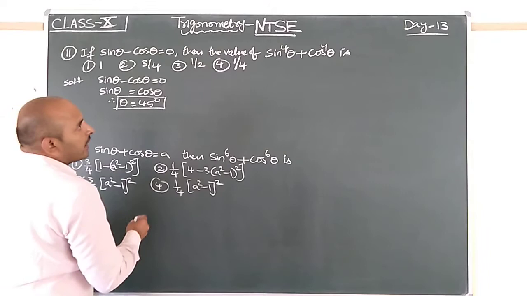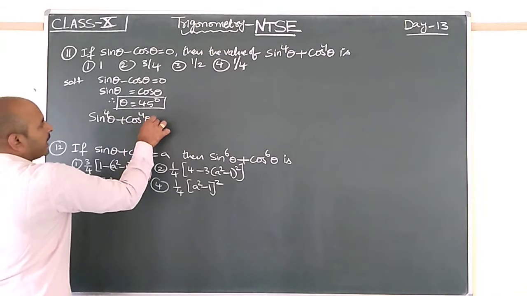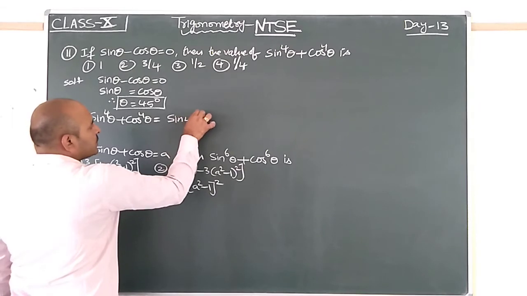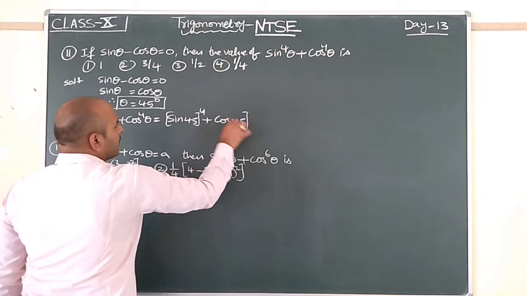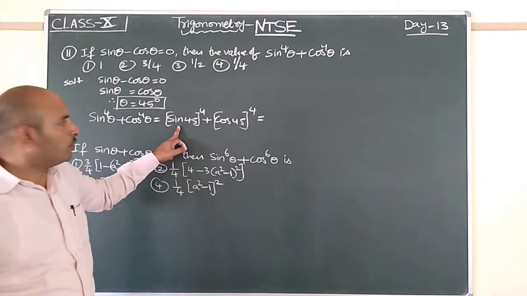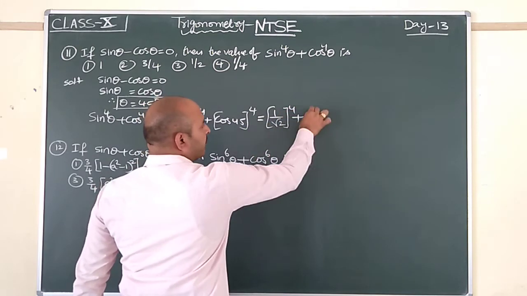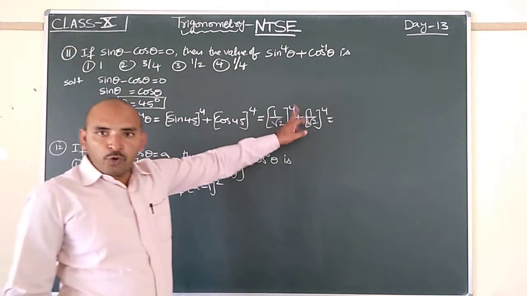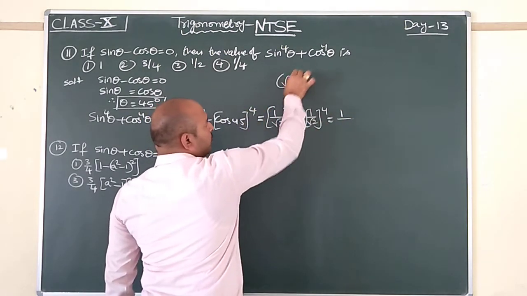Next, find out sin power 4 theta plus cos power 4 theta. It is equal to sin 45 degrees whole power 4 plus cos 45 degrees whole power 4, where theta value is 45 degrees. So how can you write this value? Sin 45 degrees value 1 by root 2, whole power 4, plus cos 45 value 1 by root 2, whole power 4. So this means 1 power 4 over root 2 power 4. Root 2 whole power 4 means how can you write?